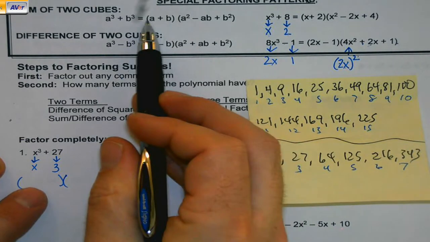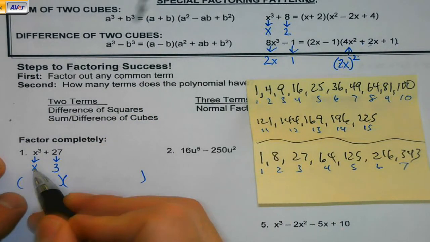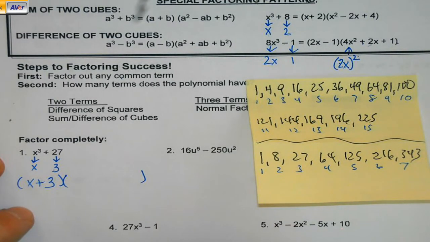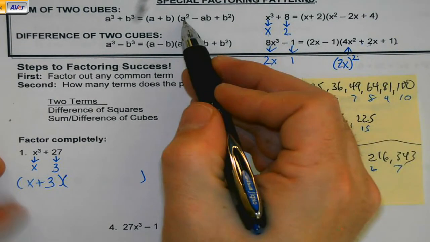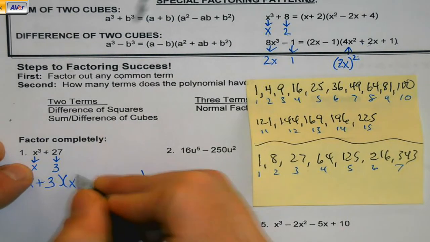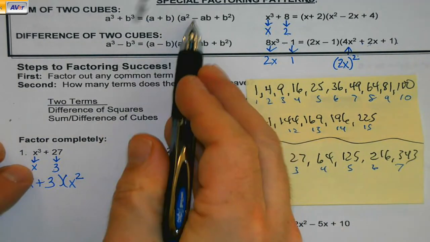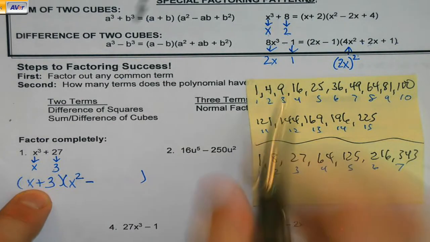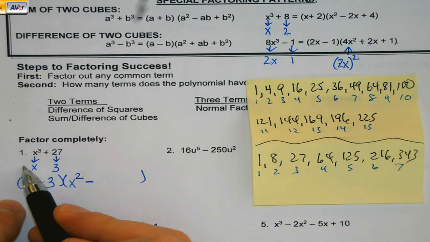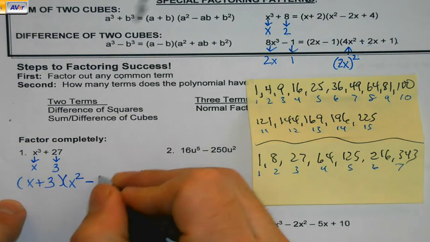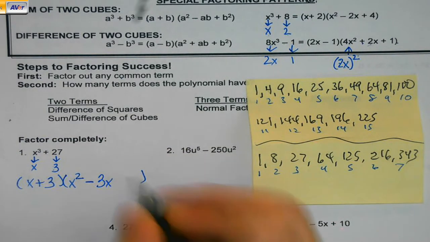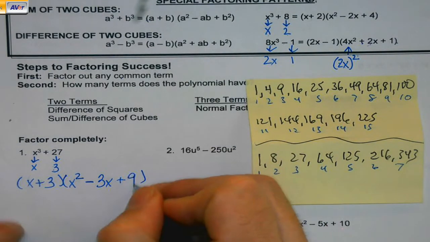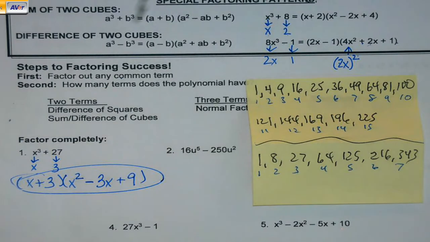The first one is a plus b, or in this case, x plus 3. Okay, I get that part. So then how does it go? Square my first term, x squared. Change my sign. I started with plus, I go to minus. Multiply the two terms together, so 3 times x is 3x. And then plus my second term squared. 3 squared is 9. I'm done.